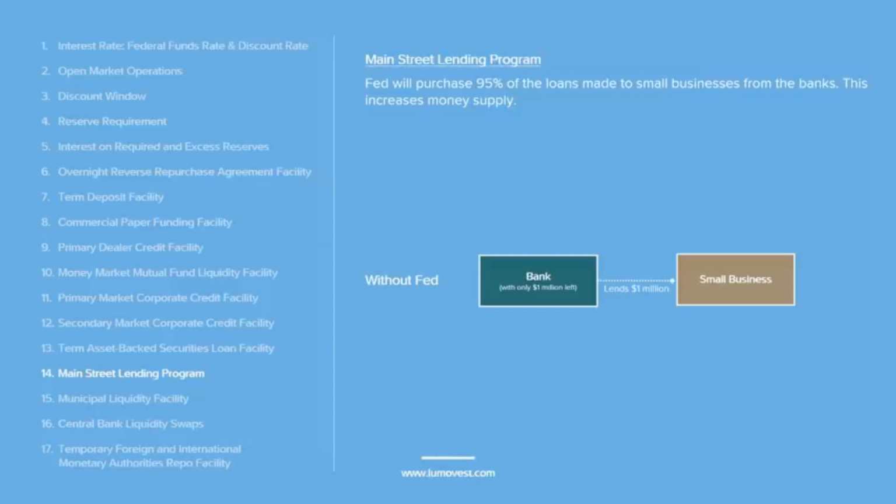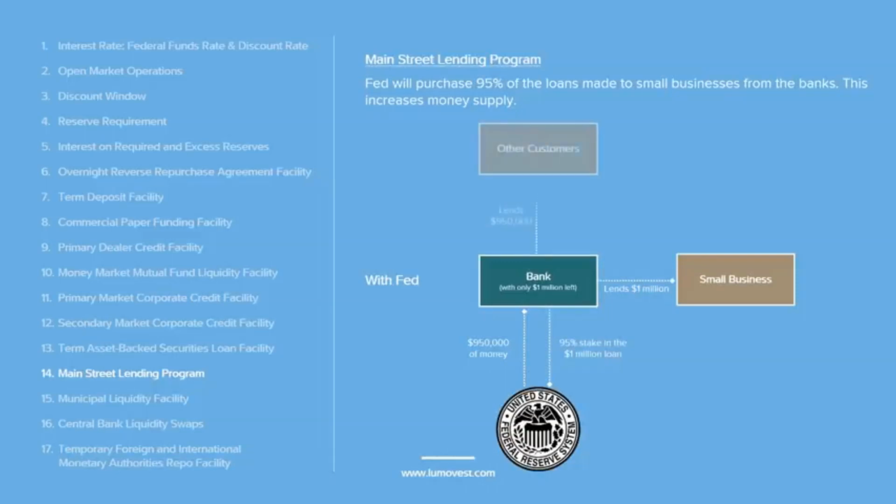However, with this program, the Federal Reserve will pay Bank of America $950,000 in cash to take over 95% of the loan. This way, Bank of America gets an extra $950,000 of cash that it can lend to other customers. When the small business repays the debt, 95% of the debt proceeds will go to the Fed and 5% to Bank of America.